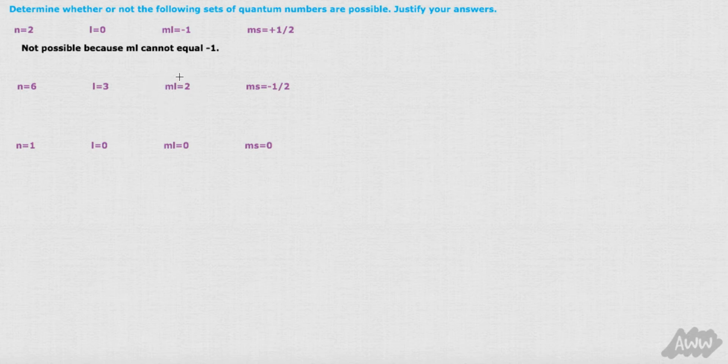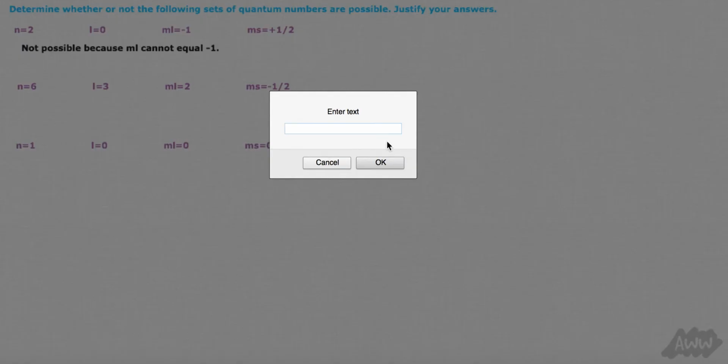So the other two are correct. This implies that it's this particular set, which is fine. m_l has to be between 3 and negative 3, and it is. And the spin number is negative 1/2. As long as it's either positive or negative 1/2, it's going to be correct. If it's anything else, then it's wrong. So possible, but not yet achieved.